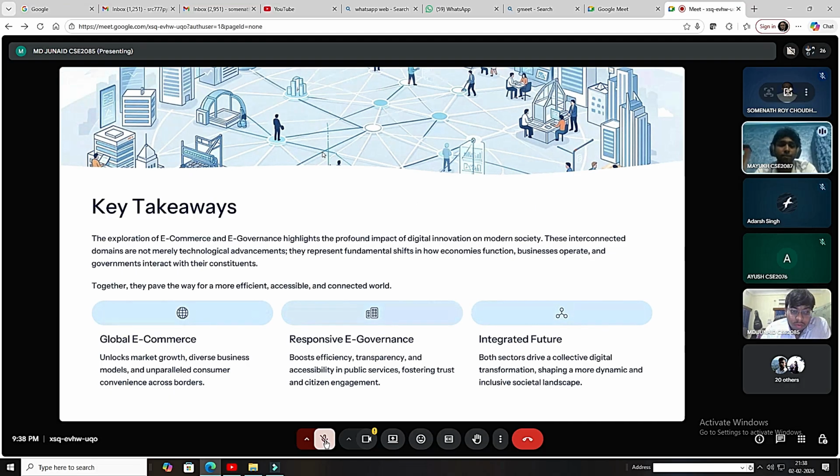So what are the key takeaways from this presentation? E-commerce and e-governance both show how digital technology is transforming society. E-commerce improves how businesses sell and reach customers, and e-governance improves how governments serve people. Both are making the world more efficient, transparent, and connected. Thank you.